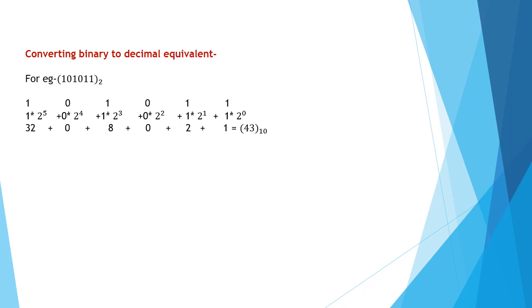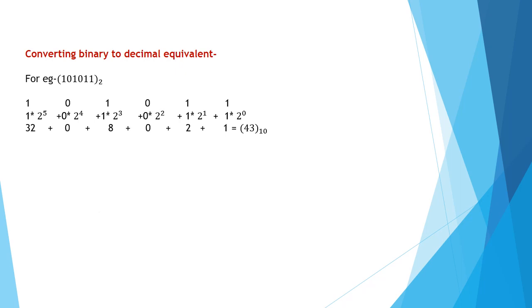Similarly, for the next you will get 0, for the next you will get 8, for the next you will get 0, for the next you will get 2, and for the next you will get 1. Now if you add all these elements, it will be 32 plus 8, 40, plus 2, 42, plus 1, 43. That is 43 base 10. Why base 10? Because we have converted into the decimal form now. So 101011 in binary is equivalent to 43 base 10. In the previous slide also we had studied this, and now we have verified that 43 base 10 is equivalent to this only.